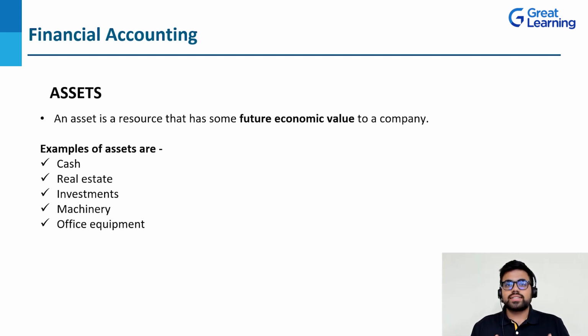So not all assets are visible to us. There are some which are intangible, like patents, intellectual property rights, trademarks, etc. Some of them are tangible, like cash, land, property, machinery, etc.